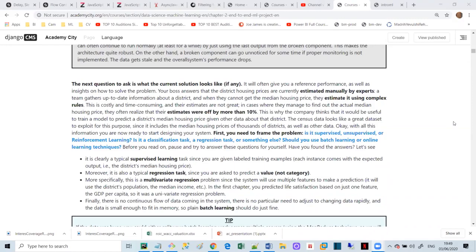The 10% is a very good benchmark, because if you don't give at least 10%, you wasted the money of the company, okay? So that's very important.